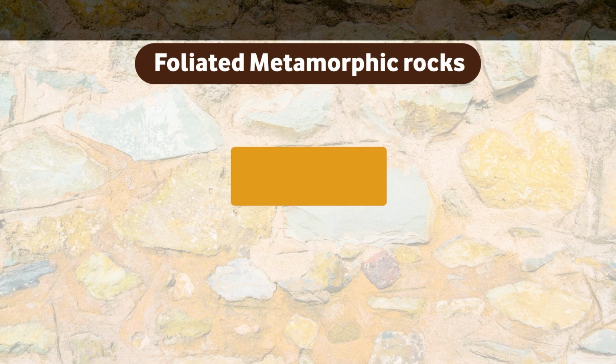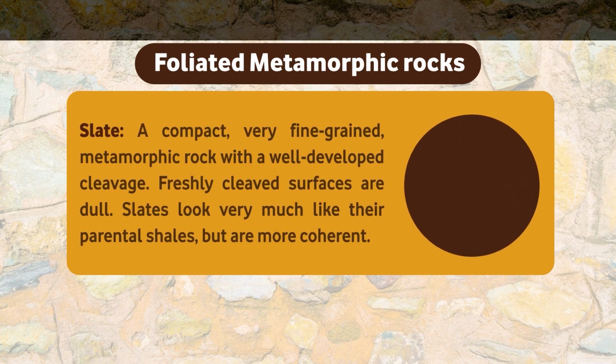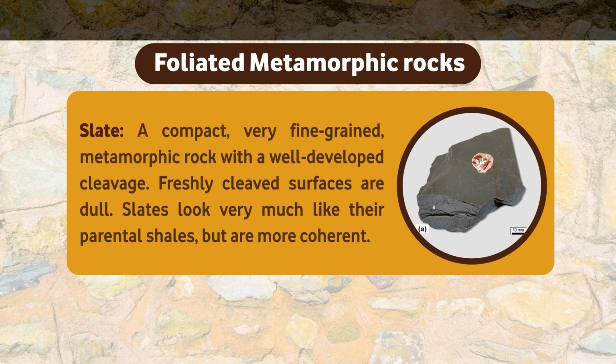Here are some common examples of foliated metamorphic rocks. We have on the right-hand side a hand specimen of a slate, a compact, very fine grained metamorphic rock with very well developed cleavage. These are called slates because of the presence of slaty cleavage. Slates look very much like their parent shales, but are more coherent.